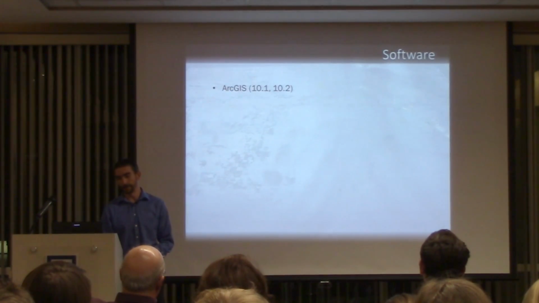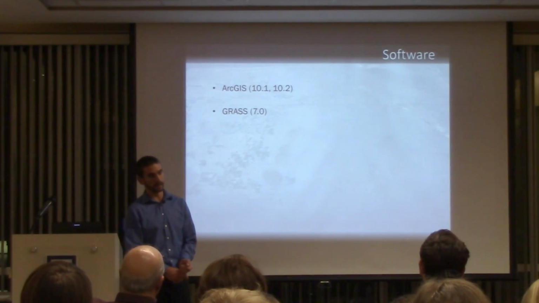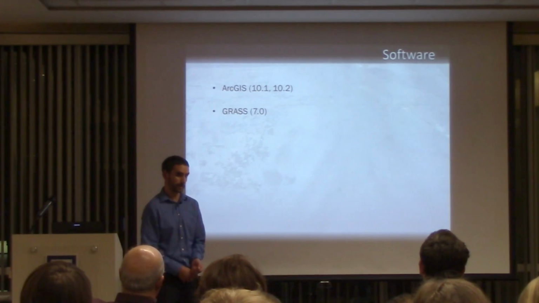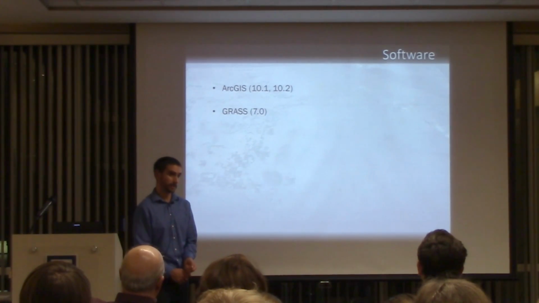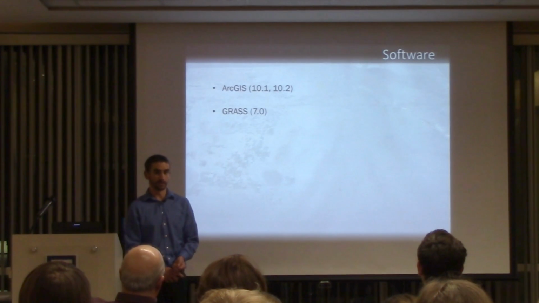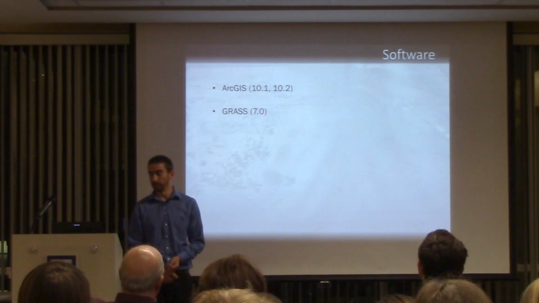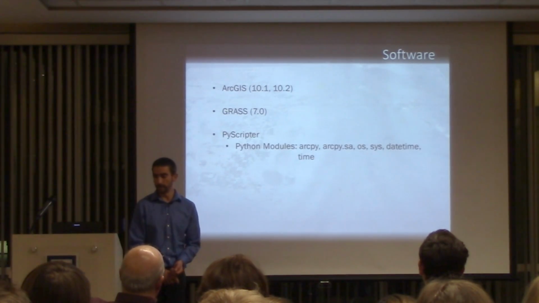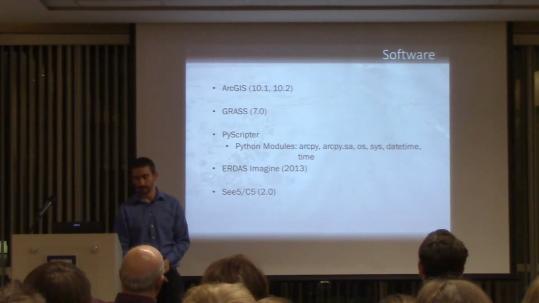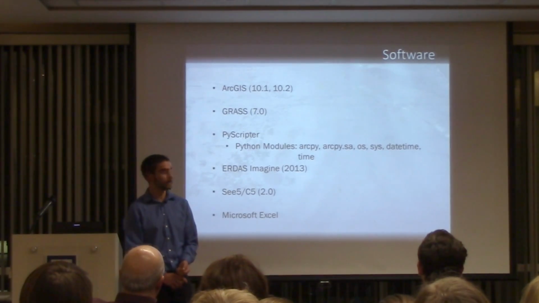Software used in here: ARC, and GRASS, which I had to use for the flow accumulation because ARC has a limit on the DEM size it'll process for flow accumulation, and GRASS also will do a multi-directional flow, which ARC can't do. It just does a single directional flow. So that was an issue. PyScripter, obviously, with some Python. ERDAS and C5 was used to generate the CART tree, and then Excel for some other knickknacks.